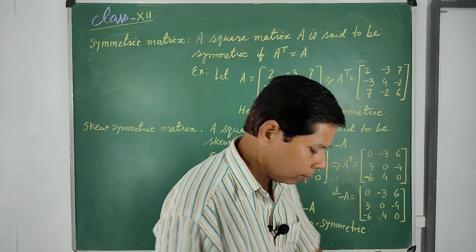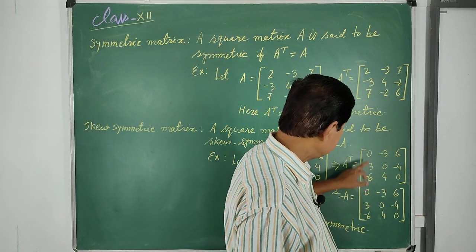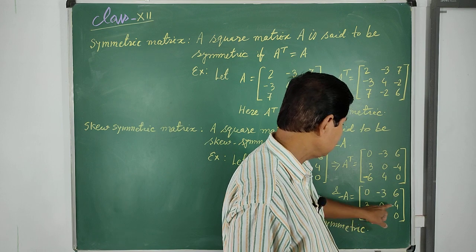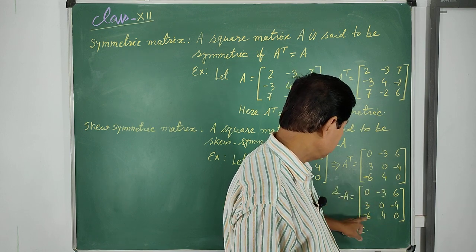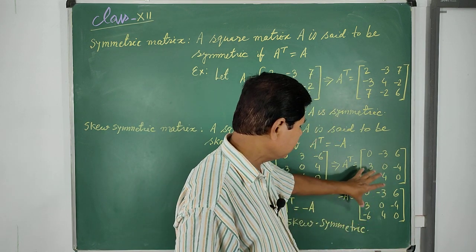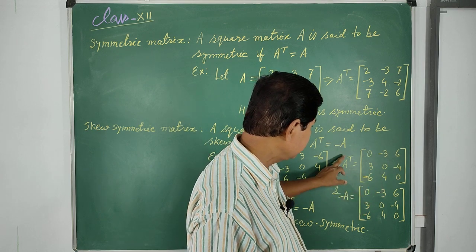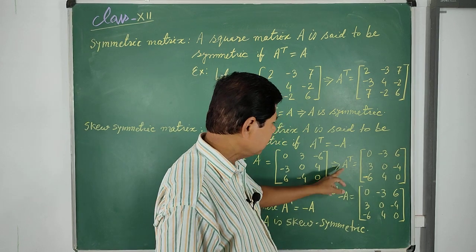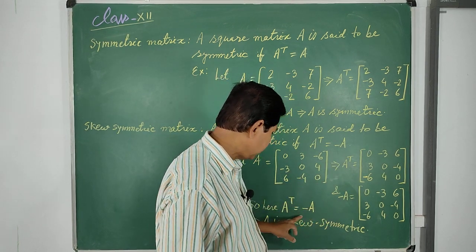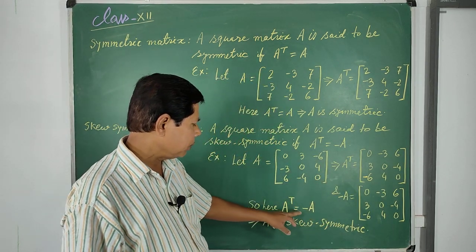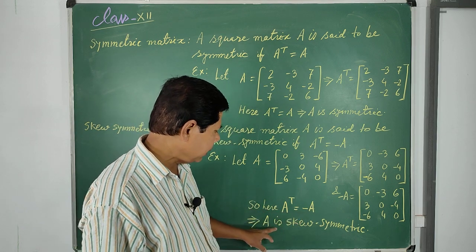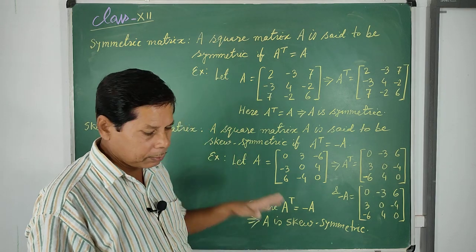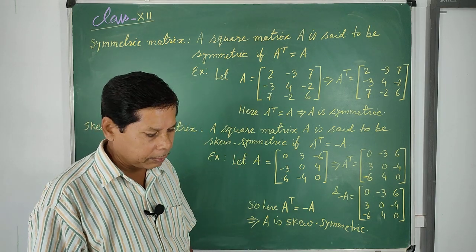So if you observe these two, here 0 -3 6, 3 0 -4, -6 4 0, the same in both. So if you see these two matrices, A transpose and minus A, they are same. That means A transpose equal to minus A. So here A transpose equal to minus A implies A is a skew symmetric matrix. So this is about symmetric and skew symmetric matrix.